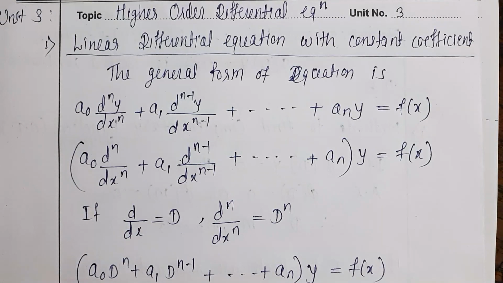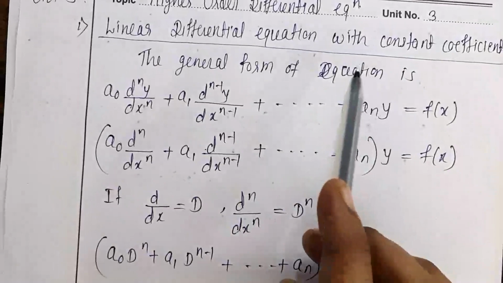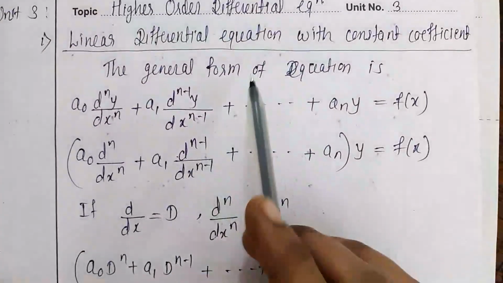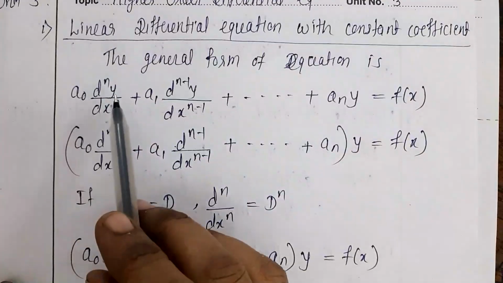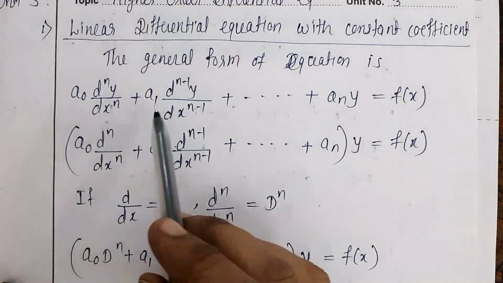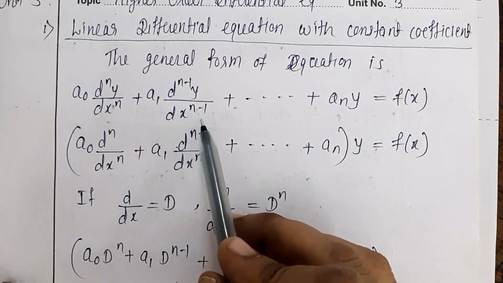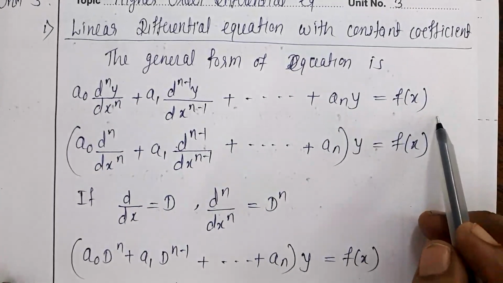Welcome to unit number 3, higher order differential equations. Today we are going to see linear differential equations with constant coefficients. First, the general form of a linear differential equation is a0 d^n y/dx^n plus a1 d^(n-1) y/dx^(n-1) plus and so on, plus an y, equal to f of x.